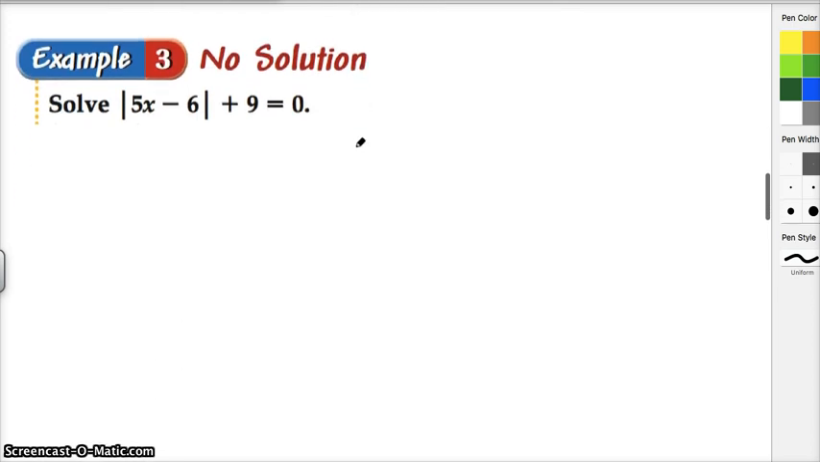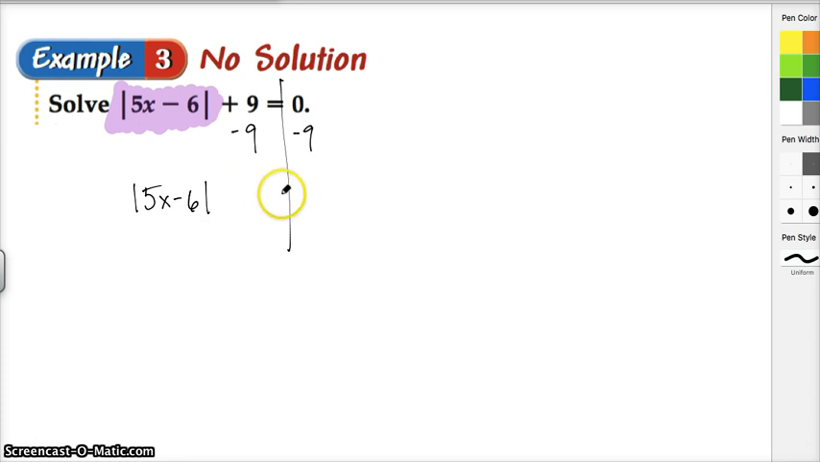Sometimes we could have no solution, as we will have here in example 3. Example 3 reminds us that when we solve absolute value equations, we need to isolate the absolute value. That means get it by itself and push everything else to the other side. When I do that, I'm going to see something interesting happen. So I've got the absolute value of 5x minus 6 plus 9 is equal to 0. I'm going to isolate it by adding a negative 9 to both sides. So I'm left with the absolute value of 5x minus 6 equals, because these cancel out, a negative 9.